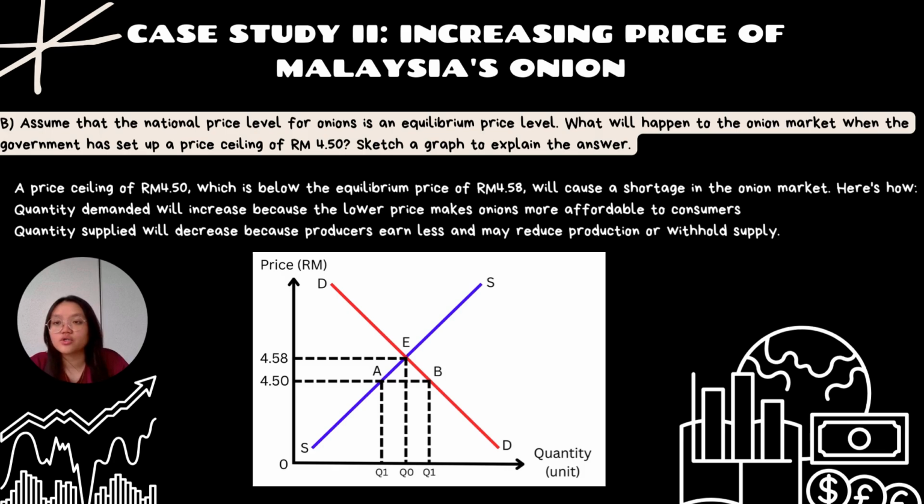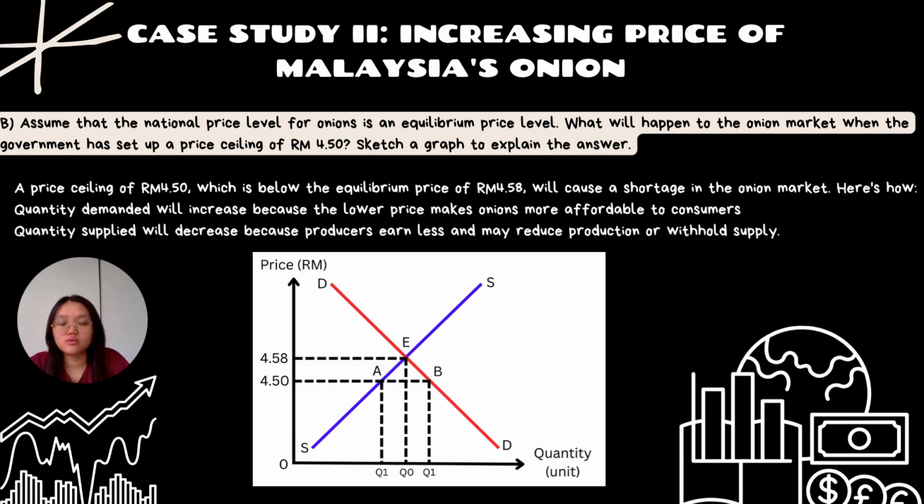The second question is, assume that the national price level for onions is the equilibrium price level. What will happen to the onion market when the government has set up a price ceiling of 4.50? Sketch a graph to explain the answer. The answer is that a price ceiling of 4.50, which is below the equilibrium price of 4.58, will cause a shortage in the onion market.